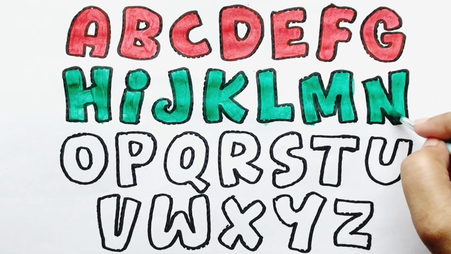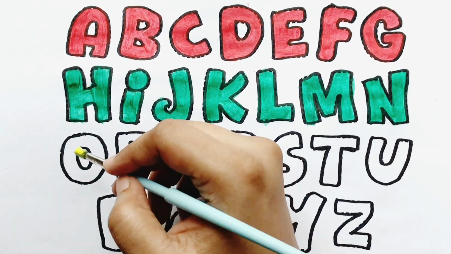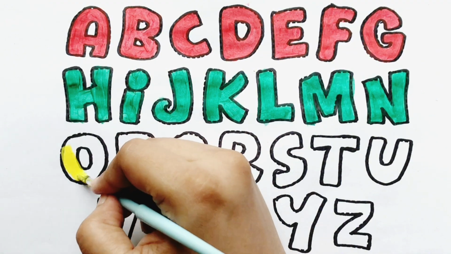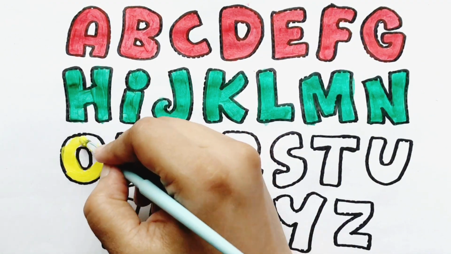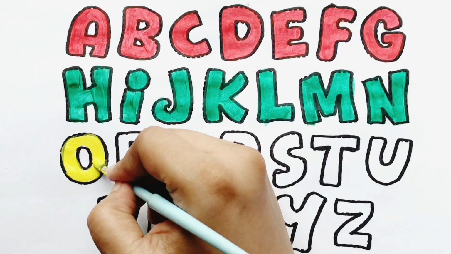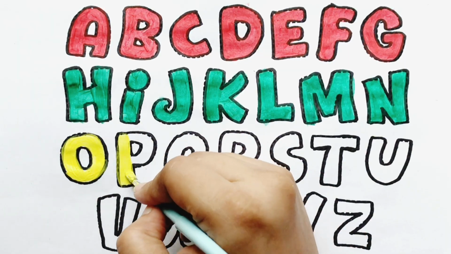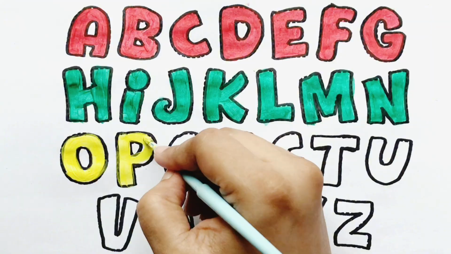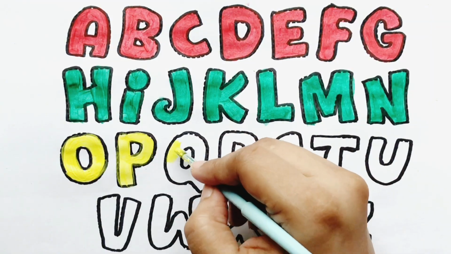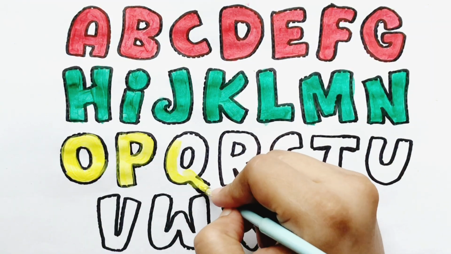Yellow color. O for octopus. P for pig. Q for quail.